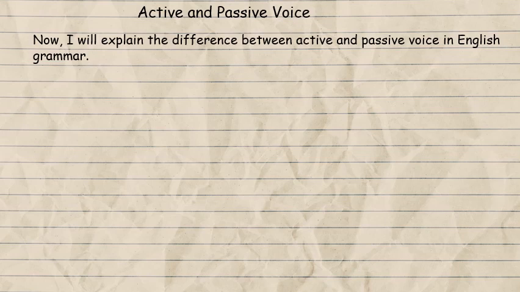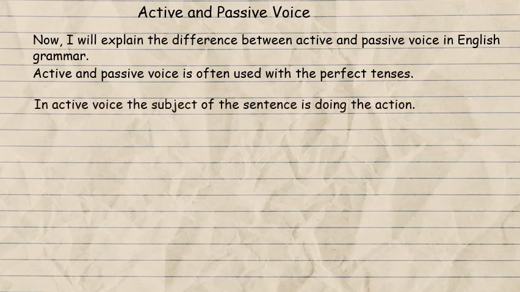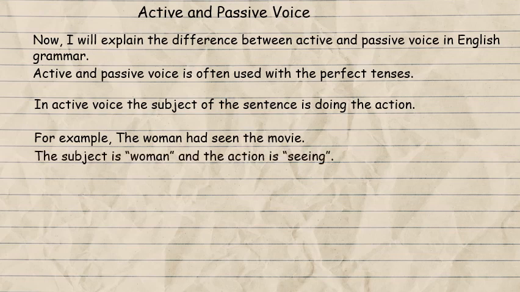Active and passive voice. Now, I will explain the difference between active and passive voice in English grammar. Active and passive voice is often used with the perfect tenses. In active voice, the subject of the sentence is doing the action. For example, the woman had seen the movie. The subject is woman and the action is seeing.